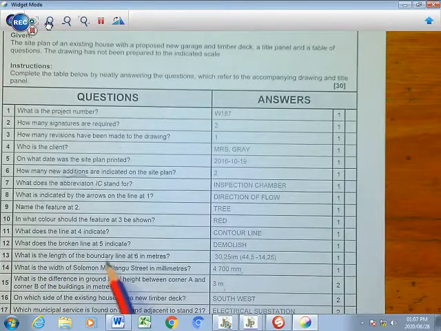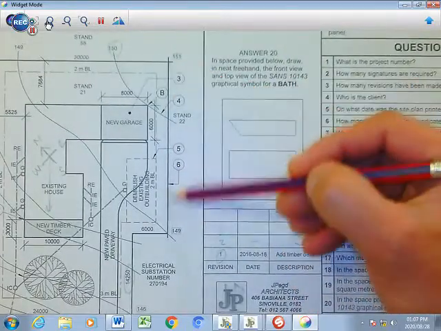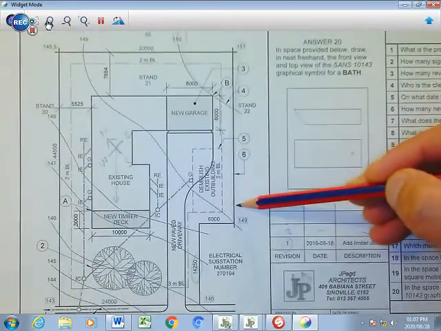13. What is the length of the boundary line at 6 in meters? The boundary line at 6 refers to this boundary line over here. We don't have it, right? We don't have that boundary line.